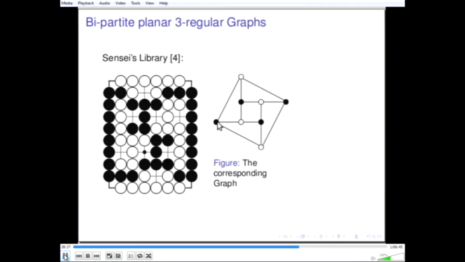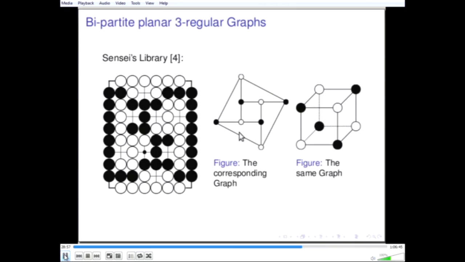For example, this node corresponds to this black chain, and this edge is this liberty, shared also by this white chain, which is represented by this white node. Now this graph is really nothing but a cube, or has a cube shape. You can see this if you take these three nodes and move them closer together to here, then you get this graph.